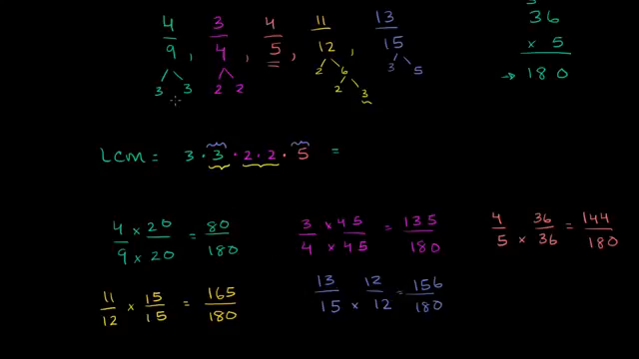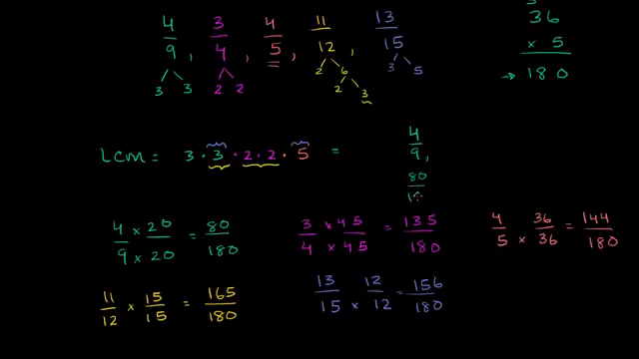So we've rewritten each of these fractions with that new common denominator of 180. And now it's very easy to compare them. You really just have to look at the numerators. So the smallest of the numerators is this 80 right over here. So 4/9 is the smallest. 4/9 is the least of these numbers. So let me just write it over here. So this is our ordering. We have 4/9 comes first, which is the same thing as 80 over 180.